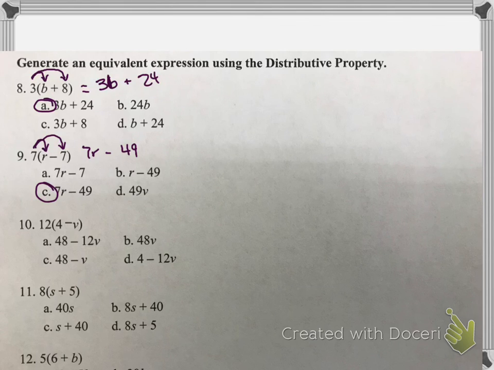Now I want you to solve this problem and this problem. Bring those answers along with any questions that you may have with you to class tomorrow.